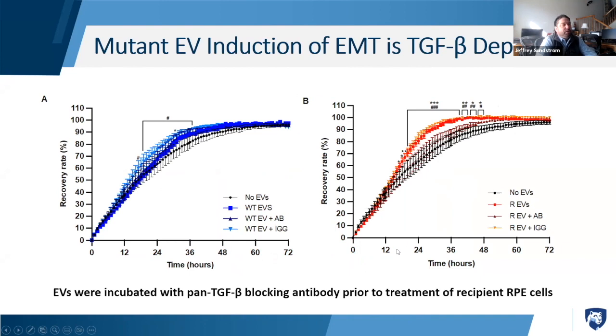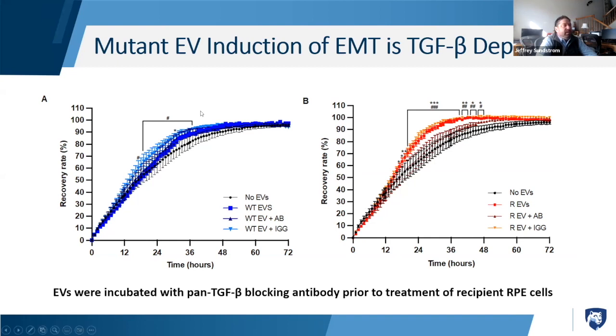Moving on to the most critical experiment, we then took the same experimental protocol and incubated the EVs with a pan TGF-beta blocking antibody prior to treatment. Again, TGF-beta is on the outside of these EVs, so the concept would be if you use a blocking antibody, you should be able to block the effect of EV-induced EMT.